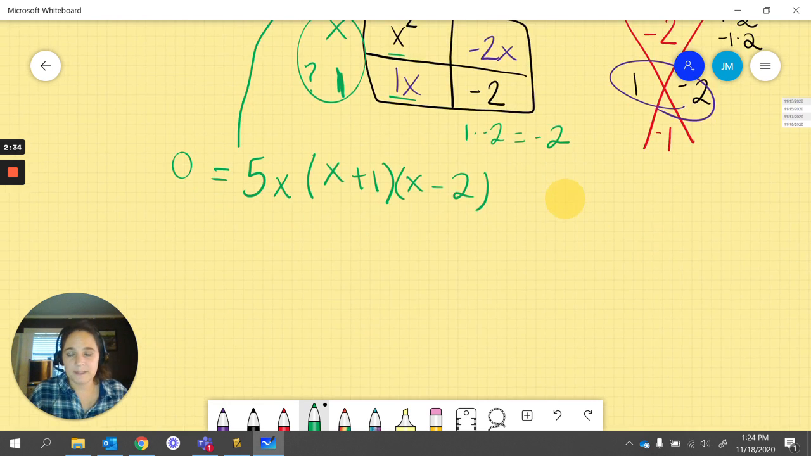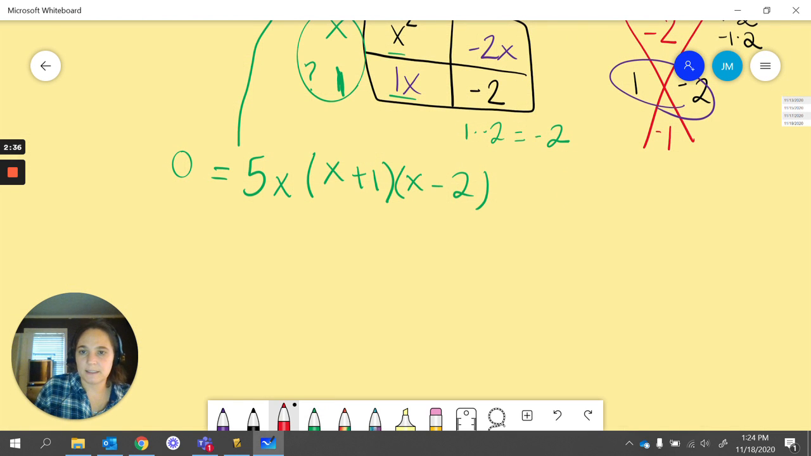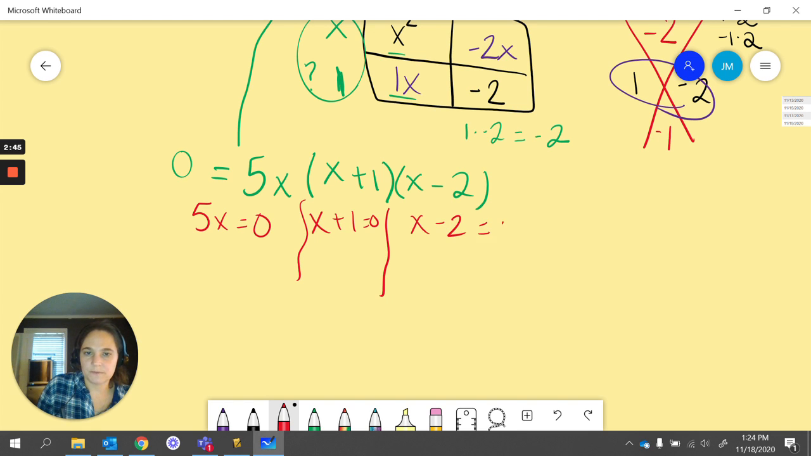Now that we have it factored, we can find those zeros by setting each of these factors equal to 0. Okay, and we're going to solve each one of them. When you solve 5x equals 0, that is 5 times x. We're going to undo that multiplication by division, and 0 divided by anything is just 0. Then we have x equals negative 1, because we're going to subtract 1 from both sides. And finally, x equals positive 2.